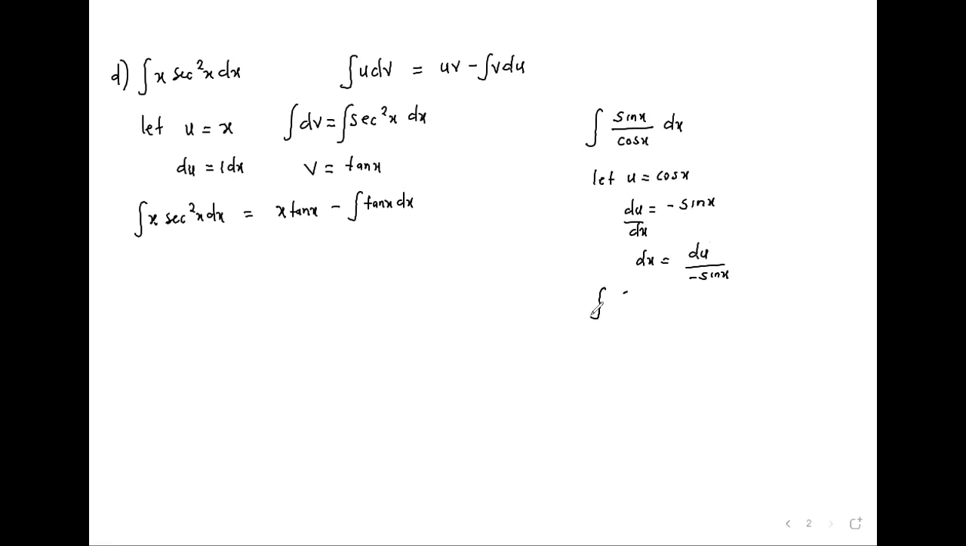So we'll have sin x over u, since u has been set to cos x, and then dx is du over negative sin x. So this piece and this piece can cancel. So we remain with negative du over u.